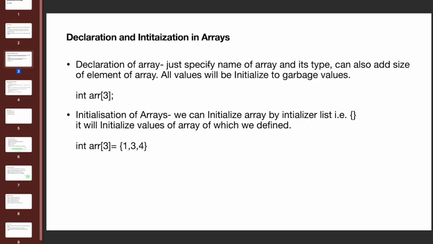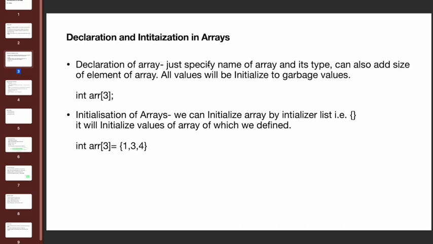So in an array, we declare an array just by giving its data type, the identifier, the name by which it should be referred, and we can also give the size of the array, right? All the values are garbage values, because we haven't initialized anything in the array, so by default there will be an array of size 3, and all the values are garbage values. It can be anything, right?